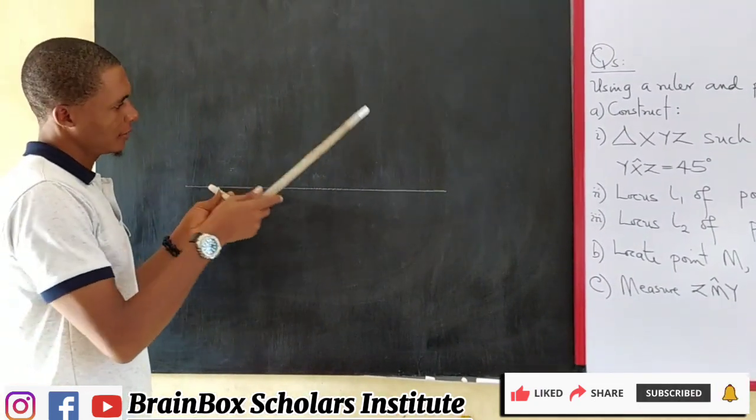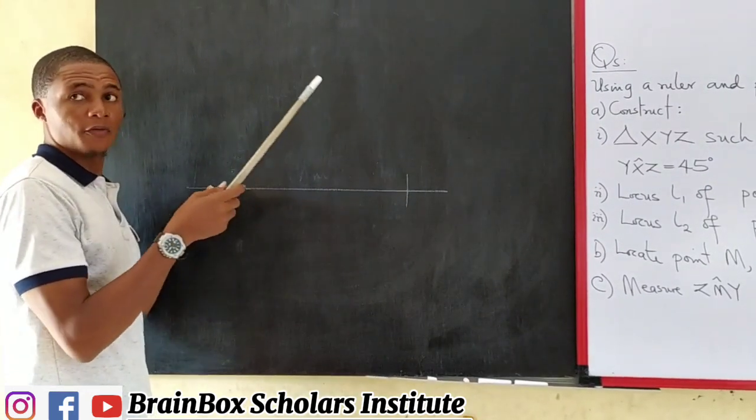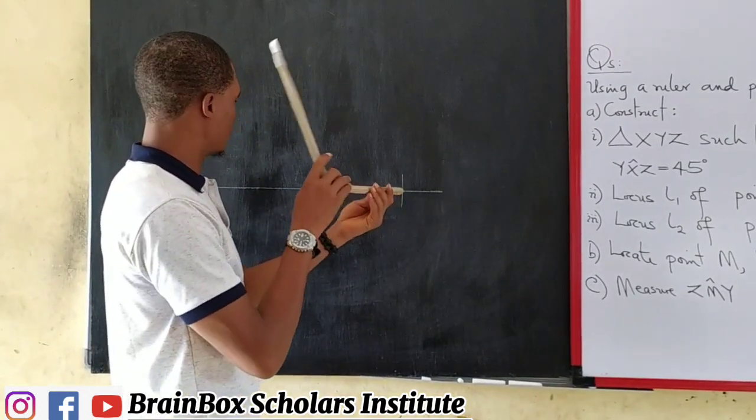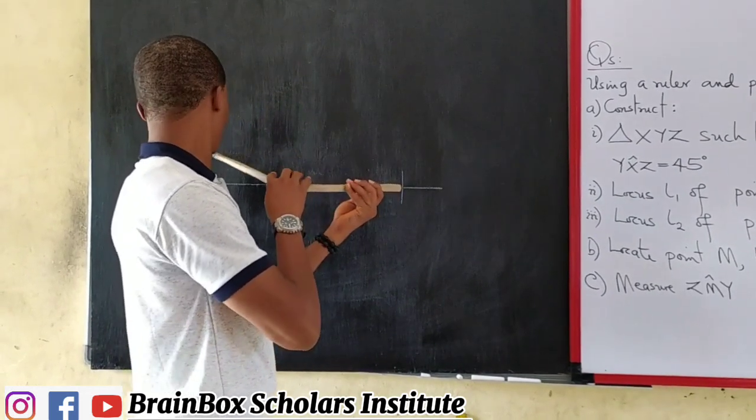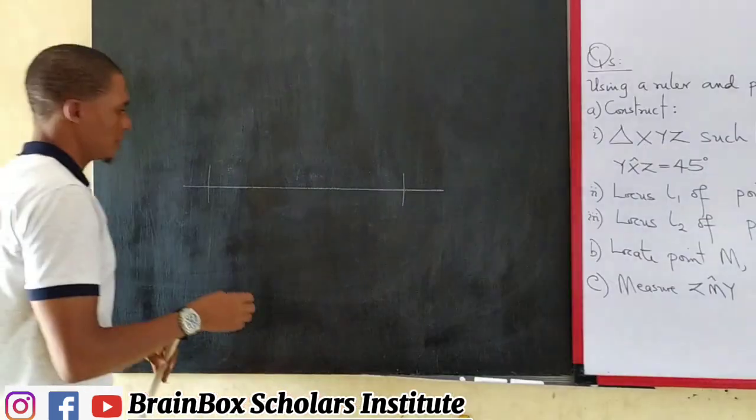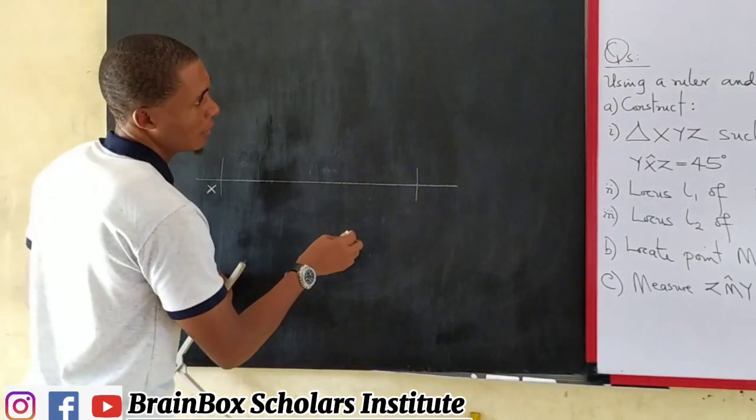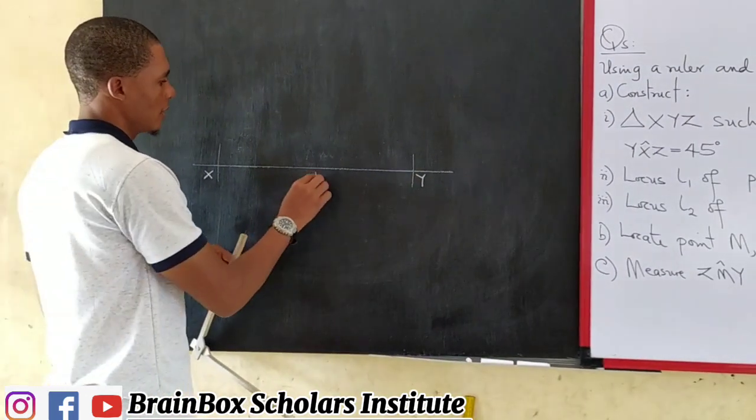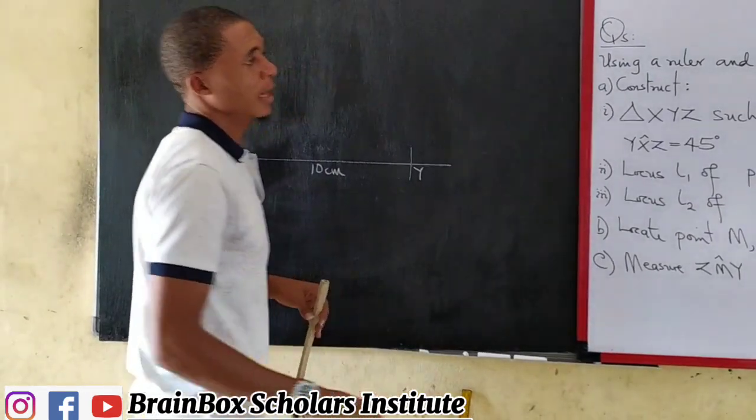I'll place it here and make an arc. Are you following? Then place it here and make an arc. And this gives me 10 cm, which is X and Y. You measure 10 cm.